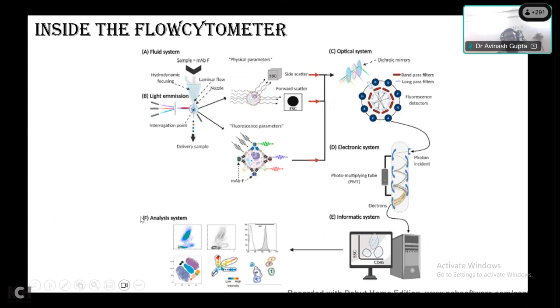Then what is inside the flow cytometer? The main parts are the fluidic system, then the optical system, which is again made up of emission optics and collection optics. Then there is an electronic system which will convert your signal, and the informatic system where your signal is converted into data by analog to digital conversion. Finally, a file format, which we usually label as an FCS file or LMD file, will come out and you will analyze it with the help of different software. You can do multiple analyses like histogram, dot plot, contour plot, t-SNE, SPADE, or cluster analysis.